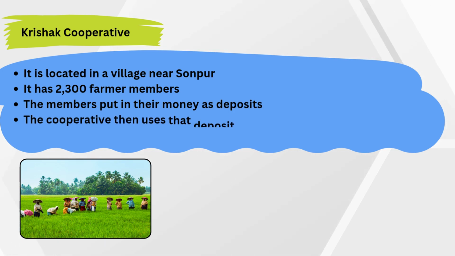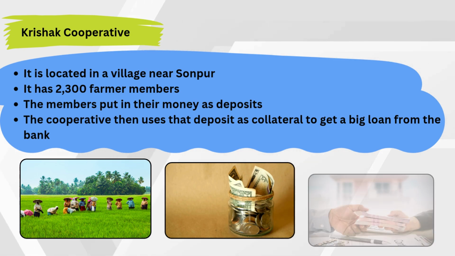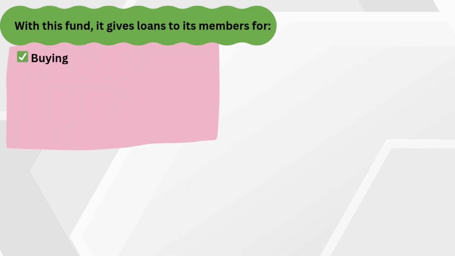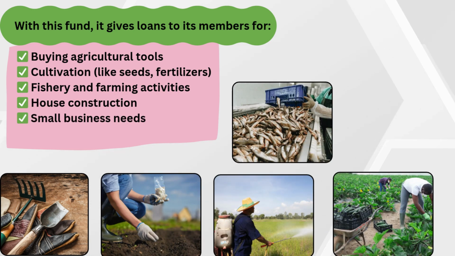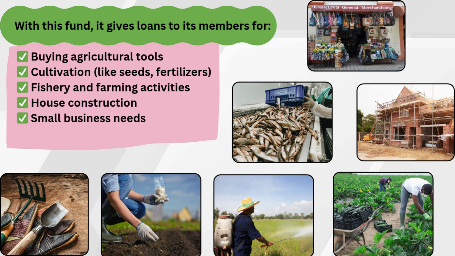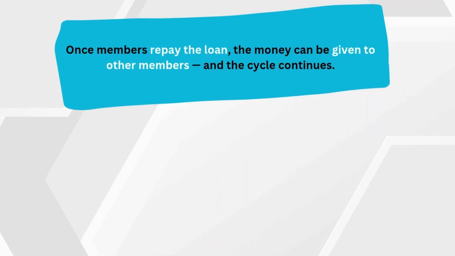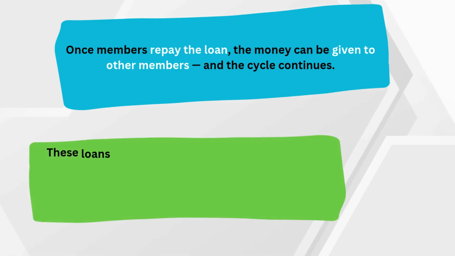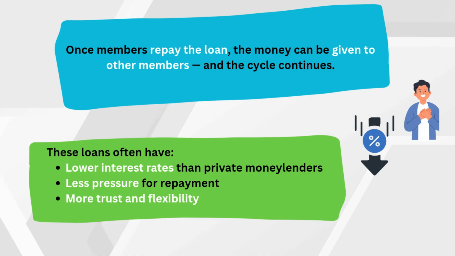It has 2,300 farmer members. The members put in their money as deposits. The cooperative then uses that deposit as a collateral to get a big loan from the bank. With this fund, it gives loans to its members for buying agricultural tools, cultivation like seeds, fertilizers, fishery and farming activities, house construction, small business needs, etc. Once members repay the loan, the money can be given to the other members and the cycle continues. These loans often have lower interest rates than private money lenders, less pressure for repayment, more trust and flexibility.